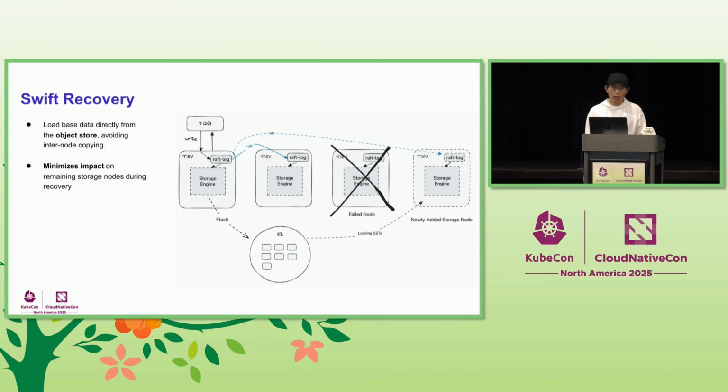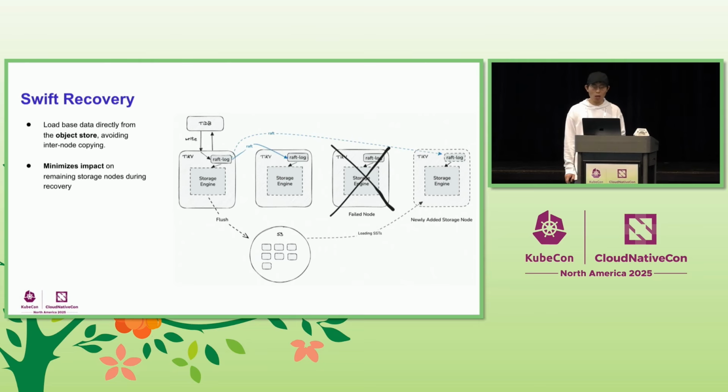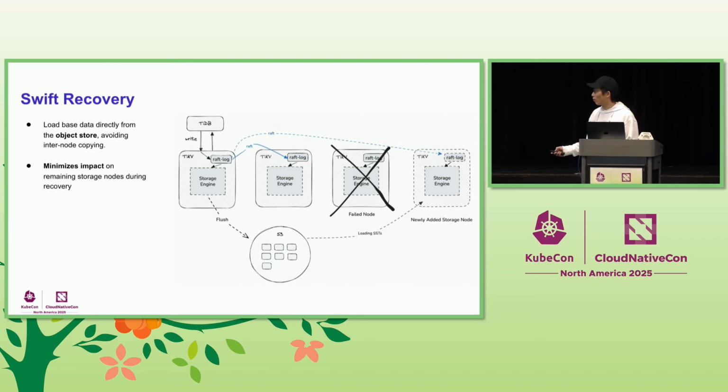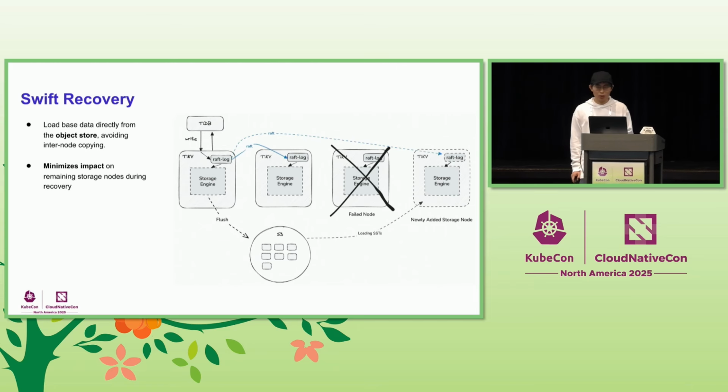And we also thought about the recovery scenarios. When one TiKV node crashes, we can quickly add a new storage node and pull the majority of data from the remote object storage, and then build the raft connections to catch up with the latest modifications. In this way, we can minimize the impact on the remaining storage nodes, and we can also increase the recovery speed.